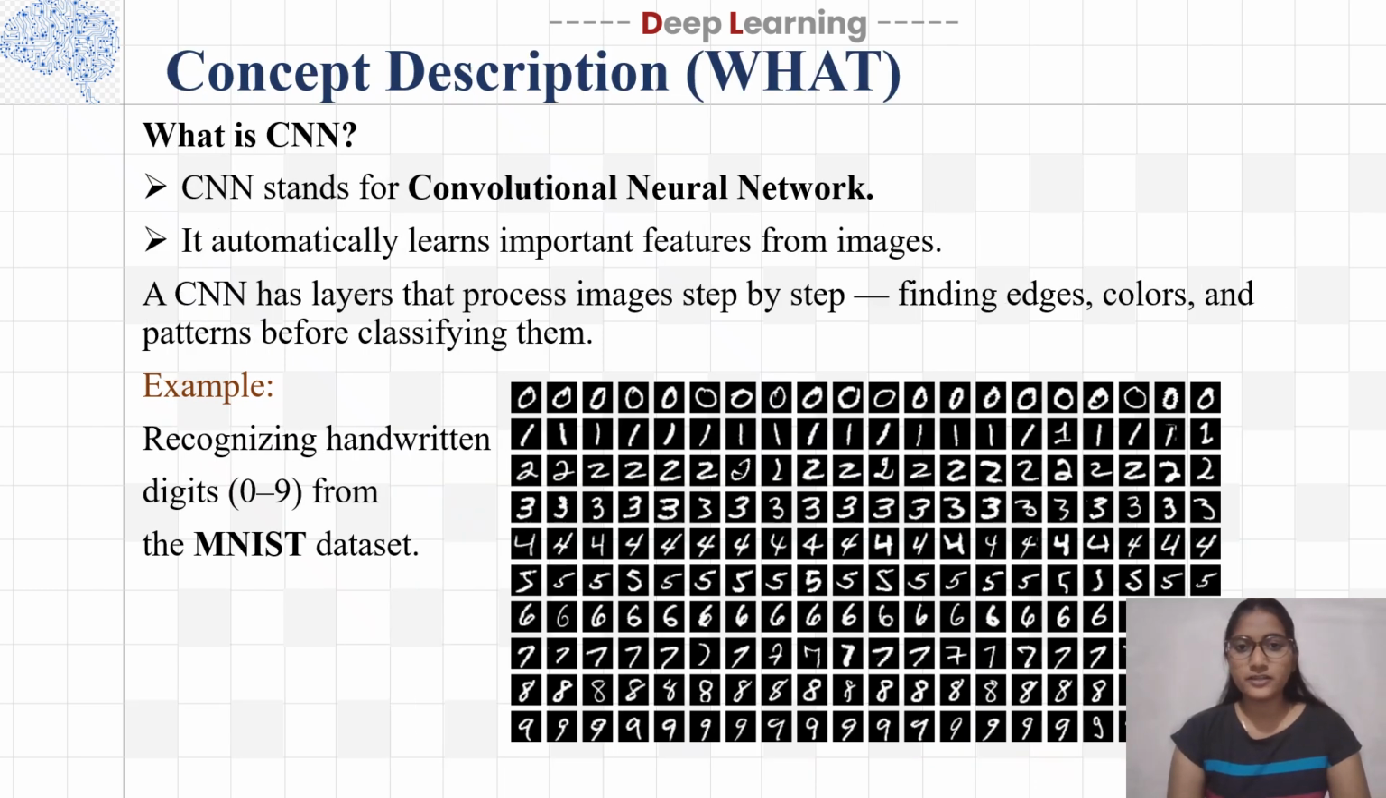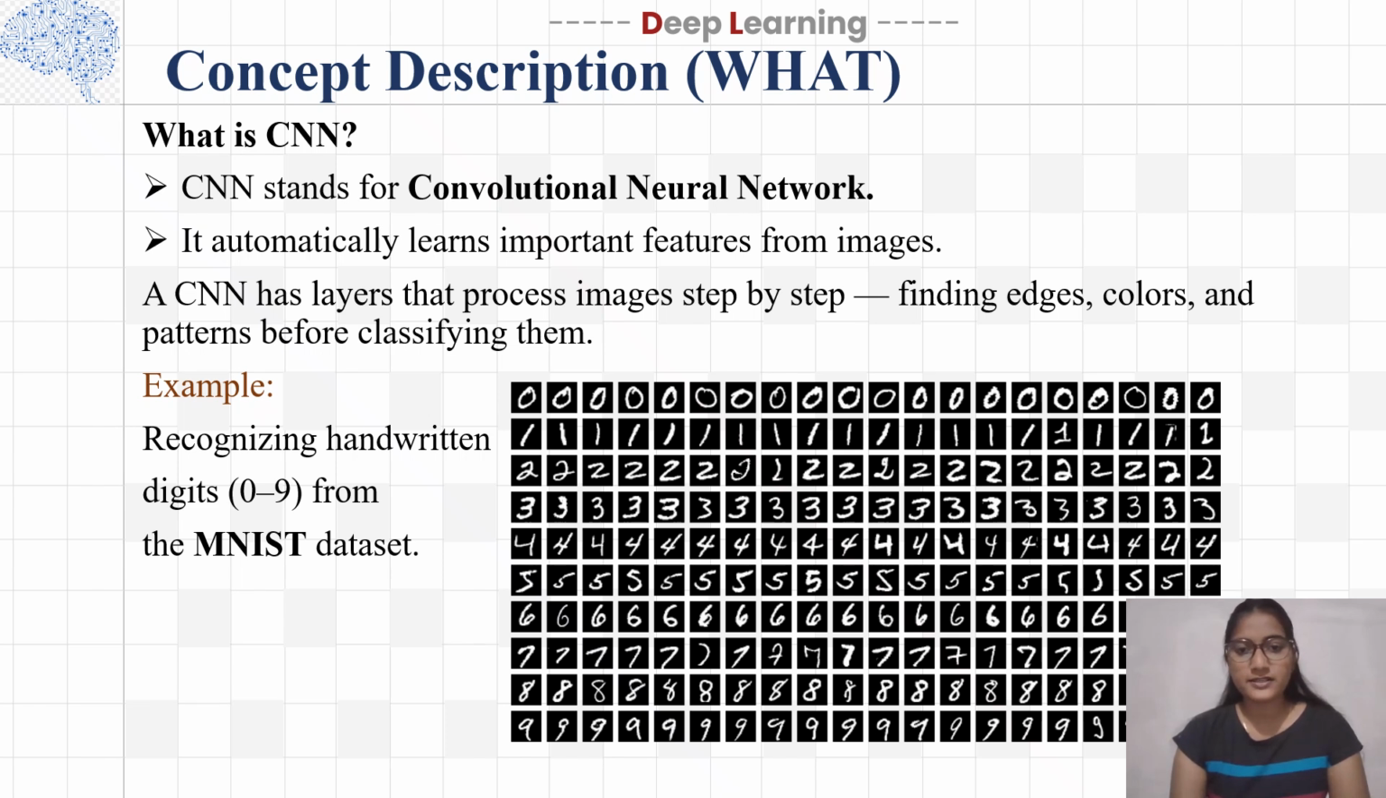Now that we know the importance, let's move on to what CNN actually is. CNN stands for Convolutional Neural Network. It's a type of deep learning model specially designed for analyzing visual data such as images and videos. The key strength of CNN is that it can automatically learn important features from raw image pixels. So we don't have to manually program what to look for.